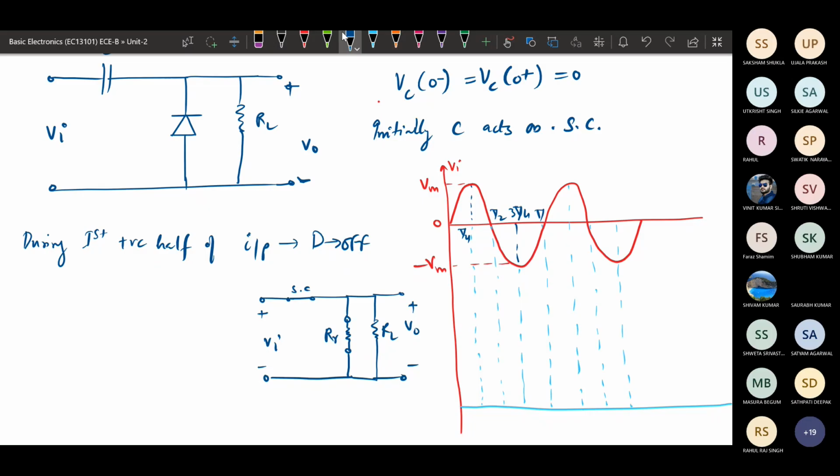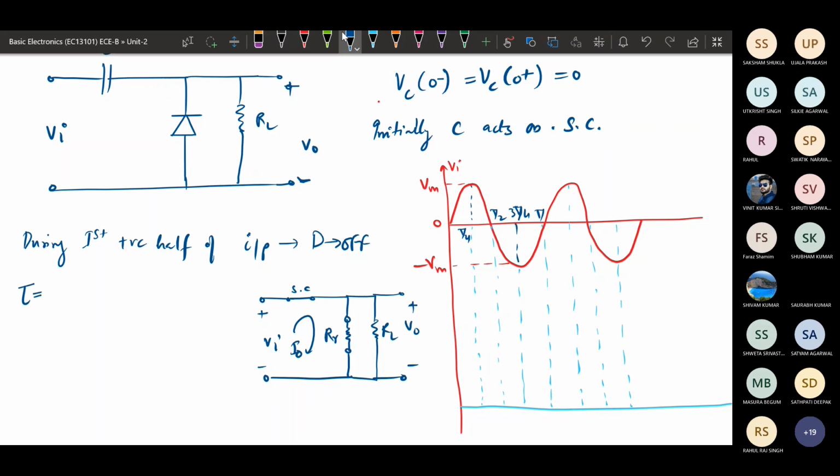That means the current flowing will be zero. Whatever input we are applying, we will be getting the output as if it is short circuited. So here the output will be zero. In case of the first positive half, basically the output will be zero, and at that time, this is a circuit. At that time, we will calculate the time constant.